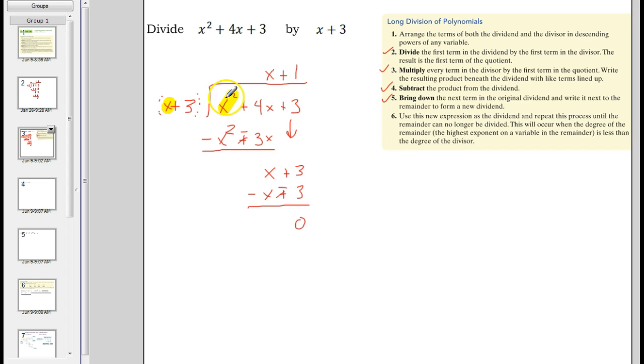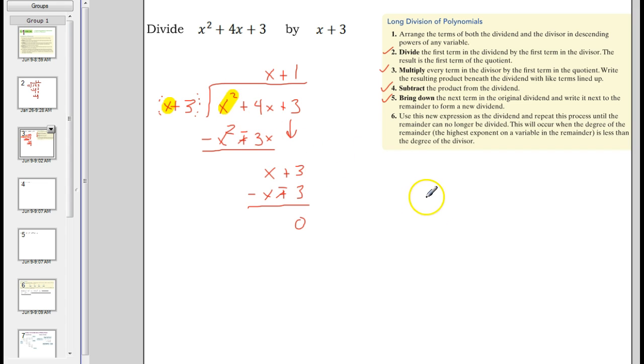So x plus 1 is the quotient, x plus 3 is the divisor, x squared plus 4x plus 3 is also the dividend. Alright, so it's the same process, it's just a little bit more difficult in the subtraction step, or multiplication and subtraction steps, because you've got polynomials, but the process is the exact same.